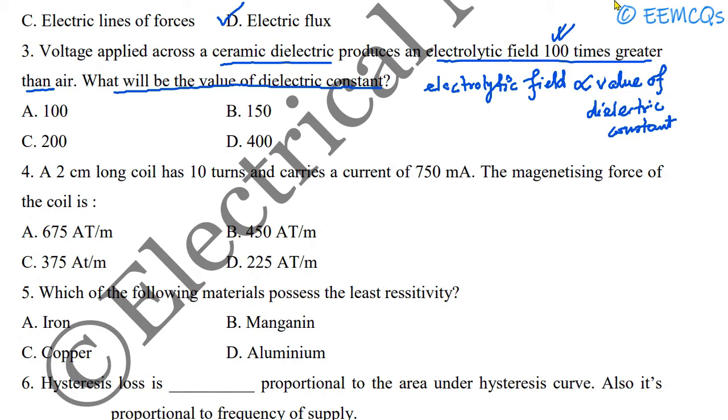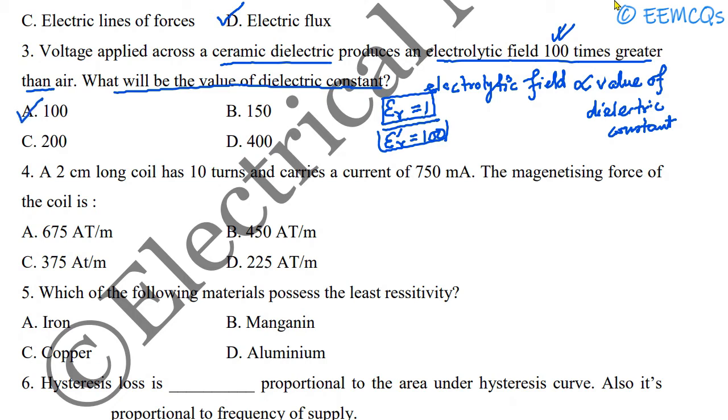As we know, the relative permittivity or the dielectric constant for air is 1, so the material used when the electric field becomes 100 times greater will have a dielectric constant of 100. So here the option will be option number A.